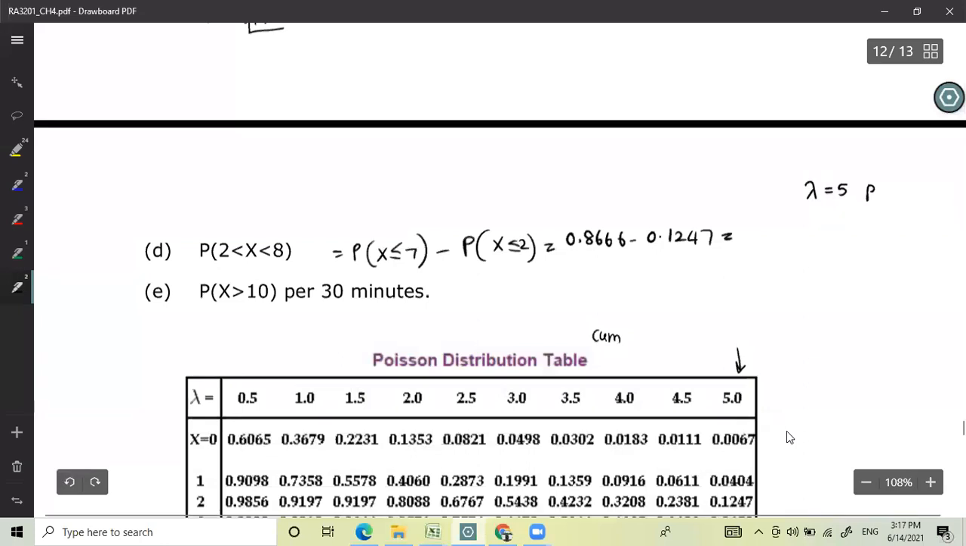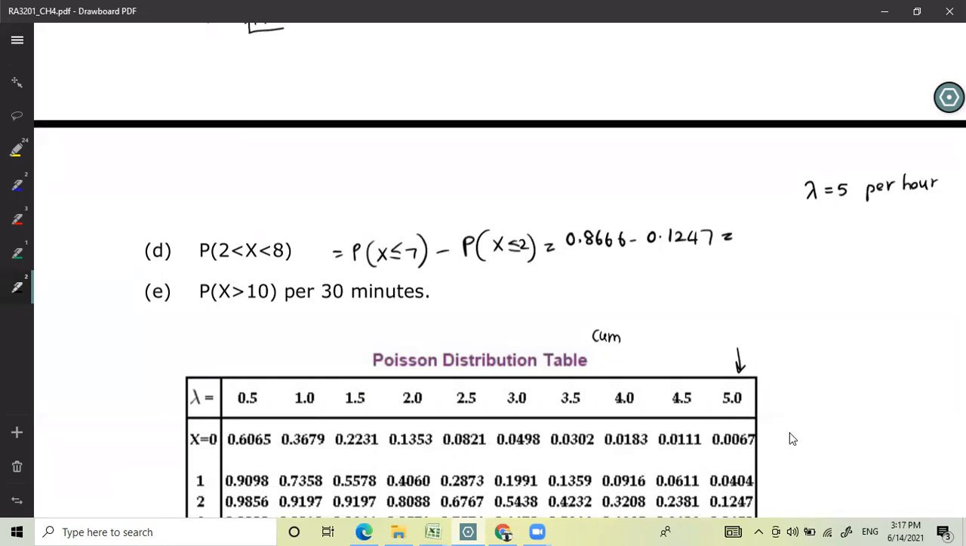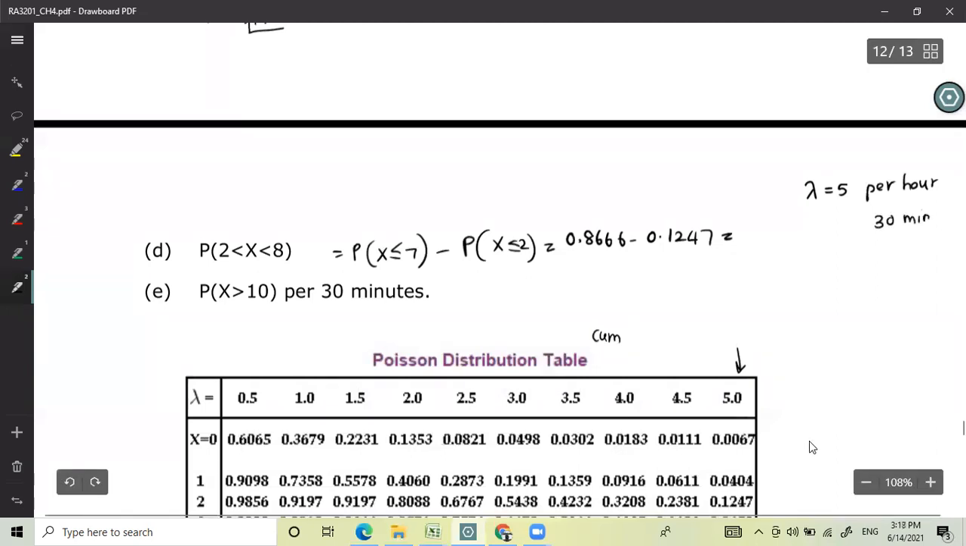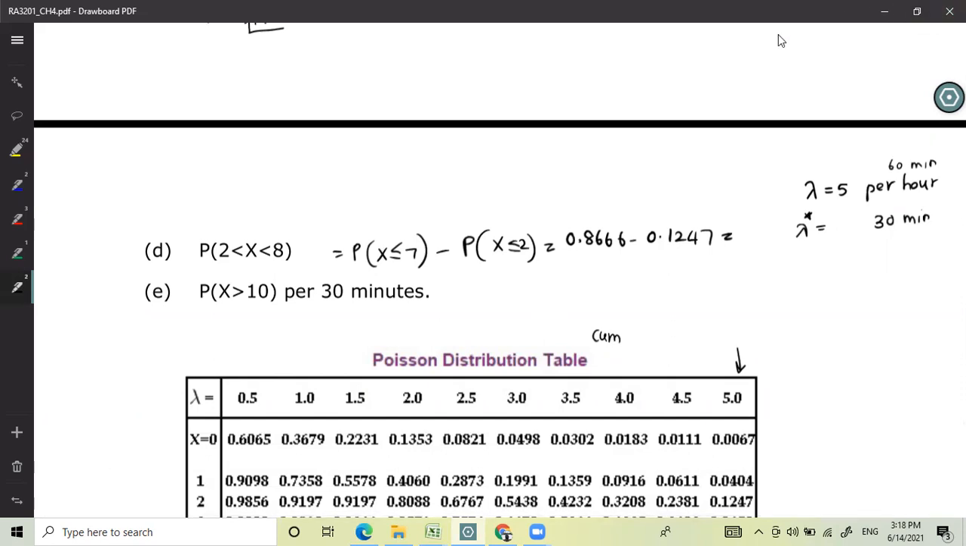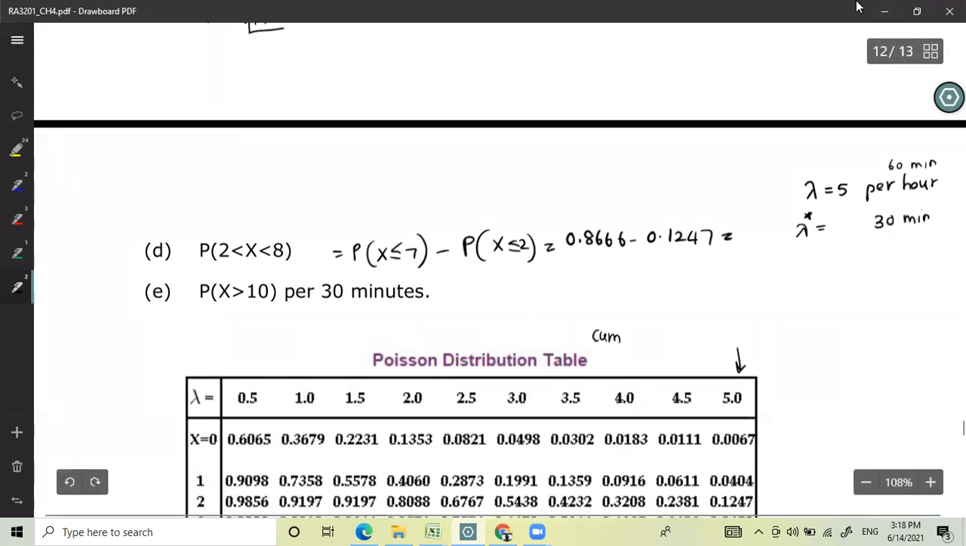Lambda equals 5 is per hour. If you want to do it per 30 minutes, how do you find the new lambda? Let's say lambda star. If an hour is 60 minutes, and the rate is 5 per 60 minutes, what is it if it is only 30 minutes? That will be half of 5, because 30 is half of 60 minutes. So this will be 2.5. Yes, 2.5. So you have to use the new lambda.